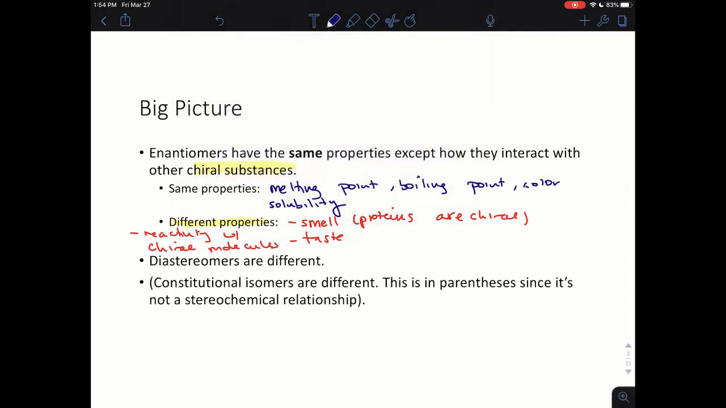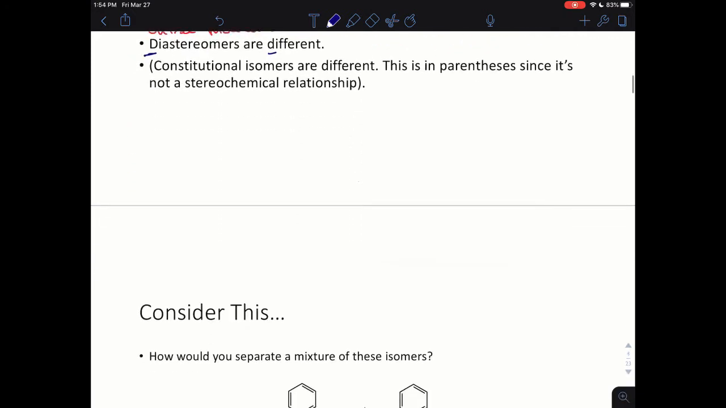Okay, now diastereomers, however, they are different. Diastereomers, different. They could have different everythings. They could have same everythings. It really sort of is on a case-by-case basis, but they could have all different properties. Diastereomers are different. And then finally, constitutional isomers are different as well, and I have this in parentheses since it's not a stereochemical relationship.